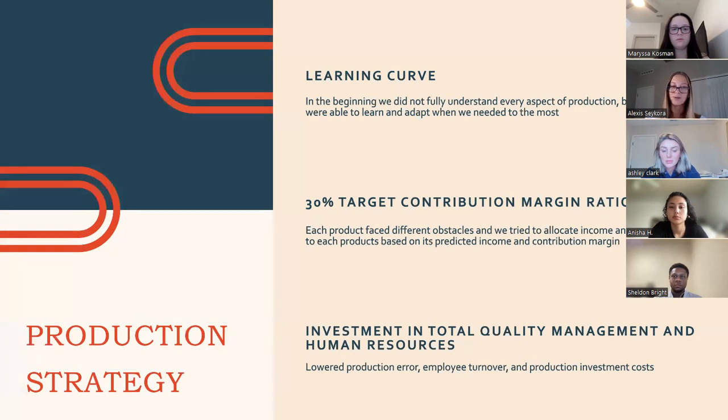But in round 4, we were able to gain a better understanding of capacity, and we began correcting our mistakes in round 5. Thankfully, even when our plant utilization was getting extremely high, our costs were not really affected as much because of our investment in total quality management and HR.